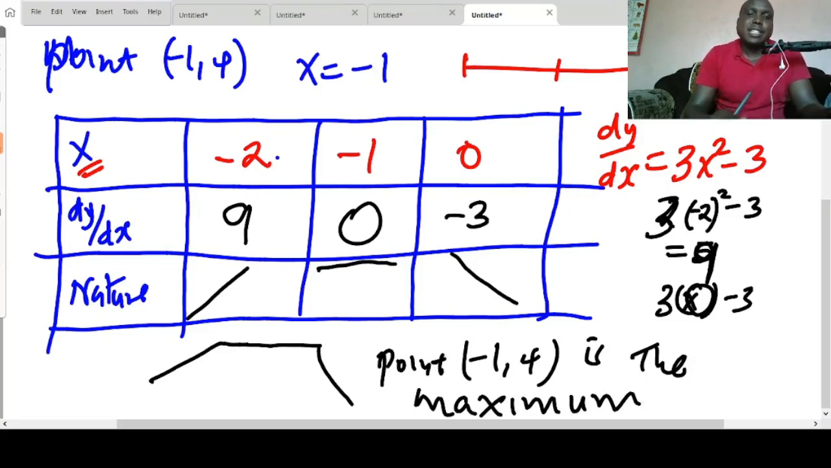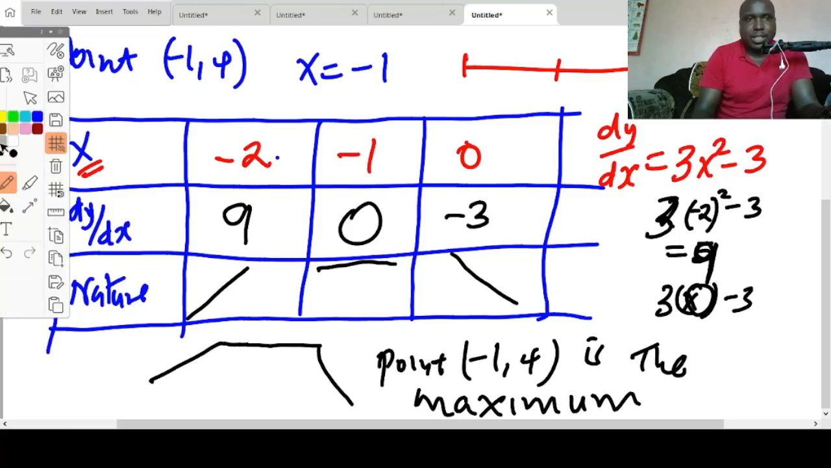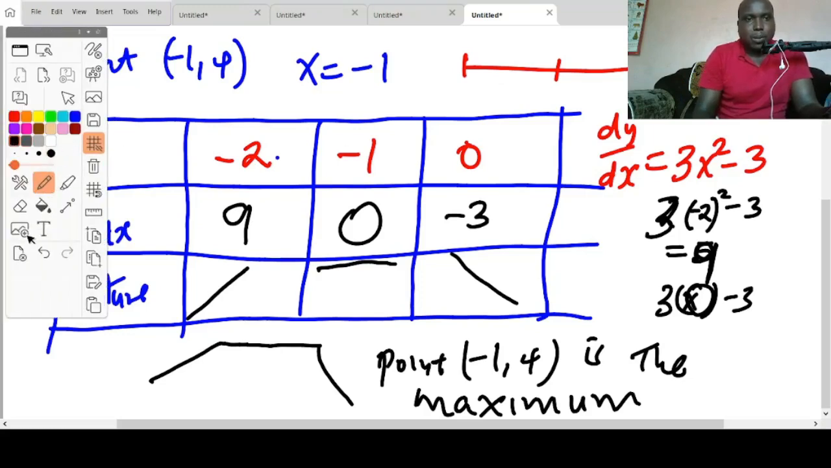Now we repeat the same using the point (1, 0). We do the same using that point. From there, now I can delete this one.